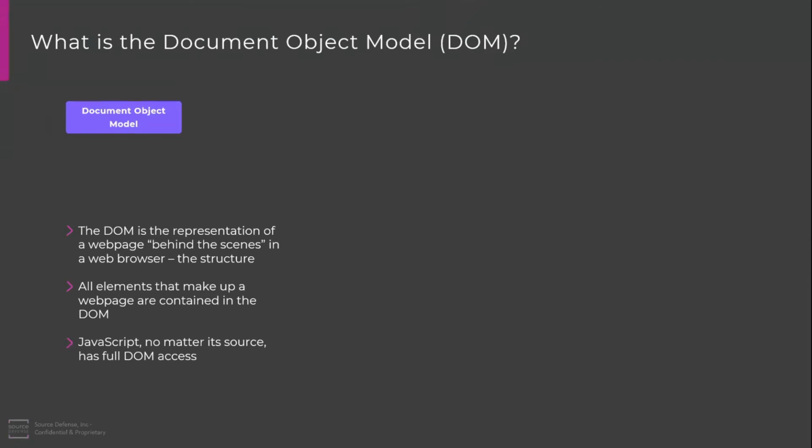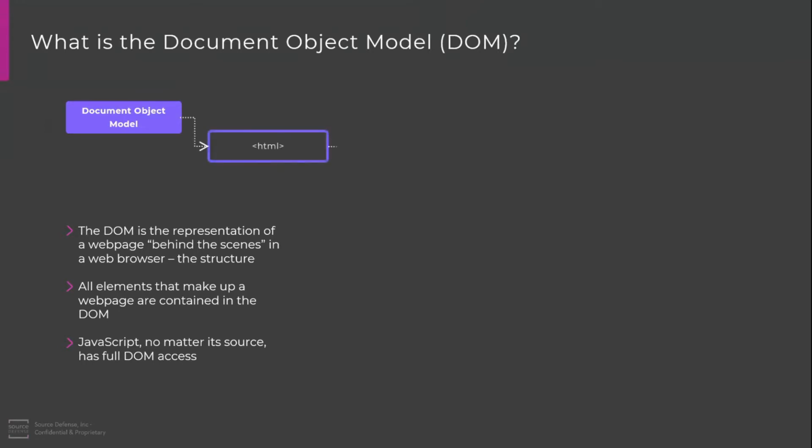So what is the document object model? The document object model, or DOM, is a representation, kind of the skeleton structure of the web browser behind the scenes. All the elements that make up the web page are contained within this DOM. And JavaScript, no matter its source and no matter where it appears on the DOM, has full access.